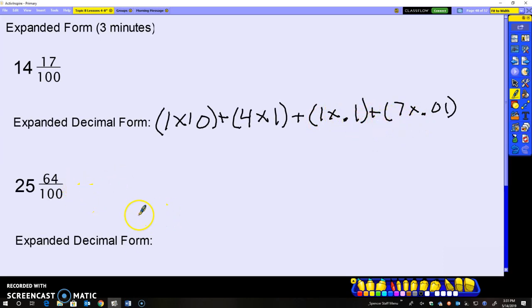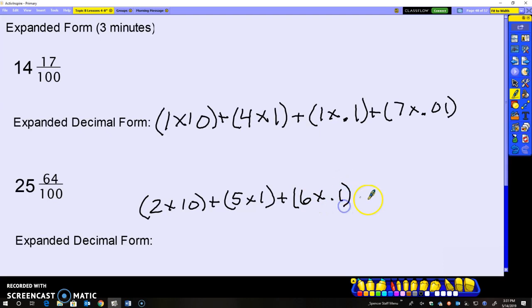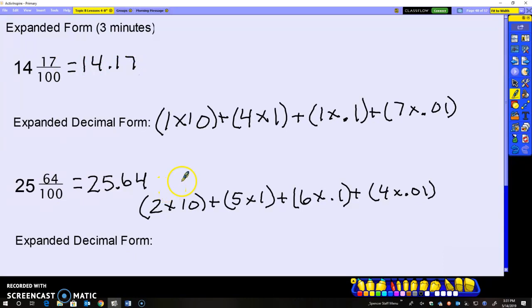Alright, for this one, I've got 2 in the tens place. So 2 times 10 plus 5 times 1. And this time, if I break down those 64 hundredths, I would have 6 times my tenths plus 4 times my hundredths. And how I got that was thinking of my decimal form. So if I turn this into a decimal, this would be my number here, and up here this is my 14 and 17 hundredths. Hopefully that worked out well for you.